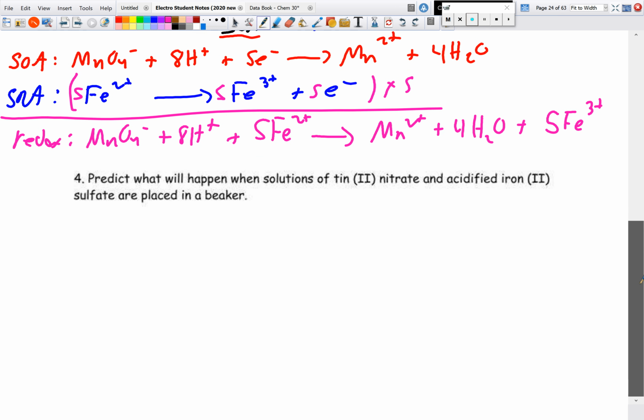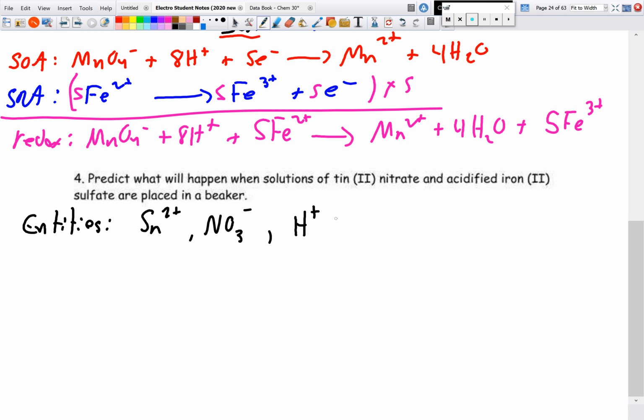But this is just another one of those ones I am going to go over just because it can be a little tricky. This right here, so our entities listed, we got tin 2 nitrate, so we got Sn2+, NO3-, in an acidified iron 2 sulfate solution. Alright, so this is everything right here.